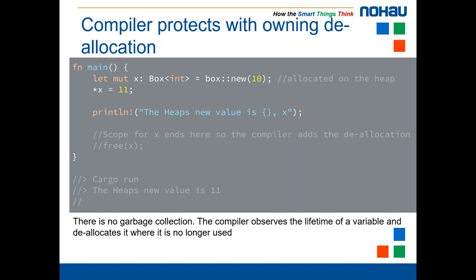This code works and compiles and runs, as you can see from the cargo run. The message here is that the compiler inserts a freeing of the x after the variable goes out of scope. As mentioned, there is no garbage collection, so the compiler has to observe when the variables go out of scope and deallocate them. This is one of the nice things about Rust: if you follow the rules, then the compiler handles the deallocation.